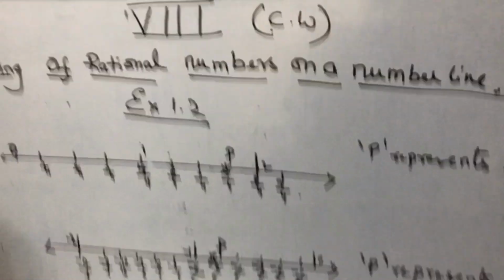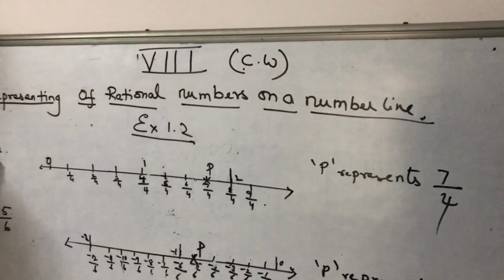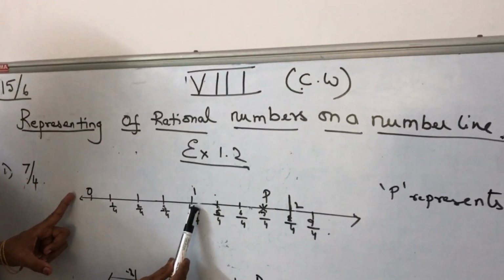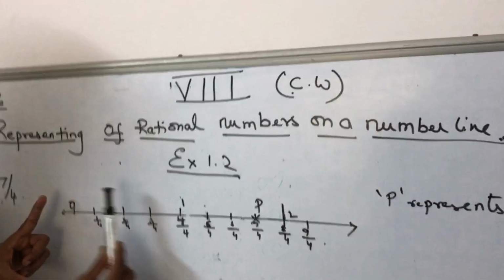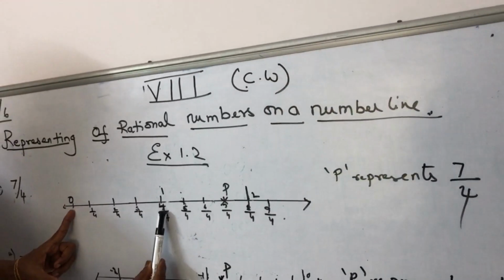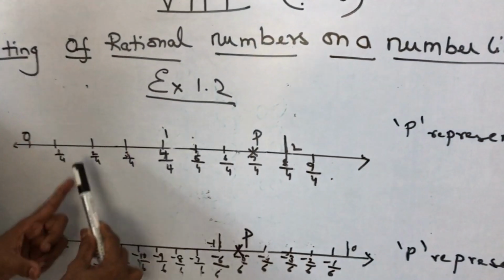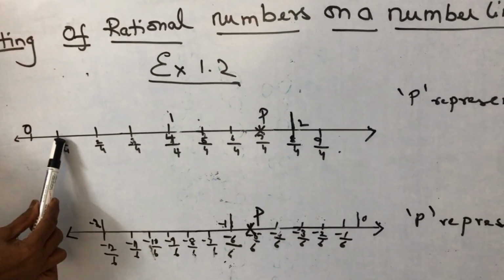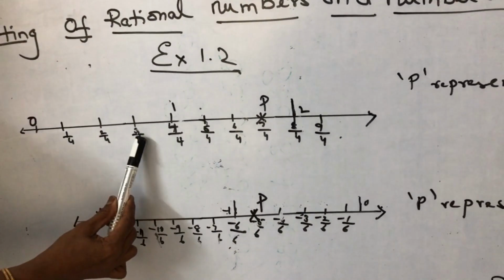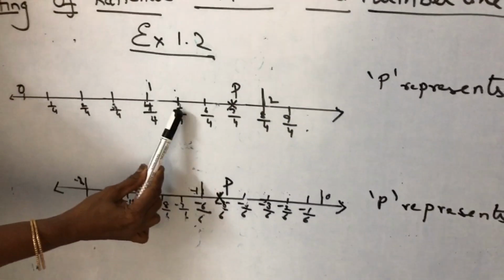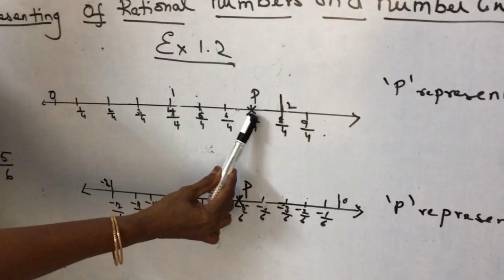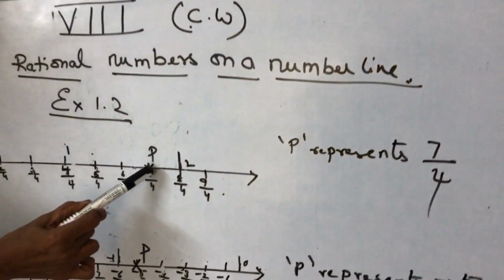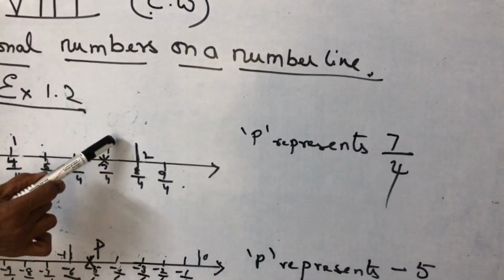Are you clear about it, girls? 7 by 4. Denominator is 4. A unit length must be divided into 4 parts. 0 to 1 divide into 4 parts. 1 to 2 divide into 4 parts and go in the increasing order of labeling. 1 by 4, 2 by 4, 3 by 4, 4 by 4, 5 by 4, 6 by 4 and so on. Your rational number is 7 by 4. Put a cross mark, represent by the letter P.